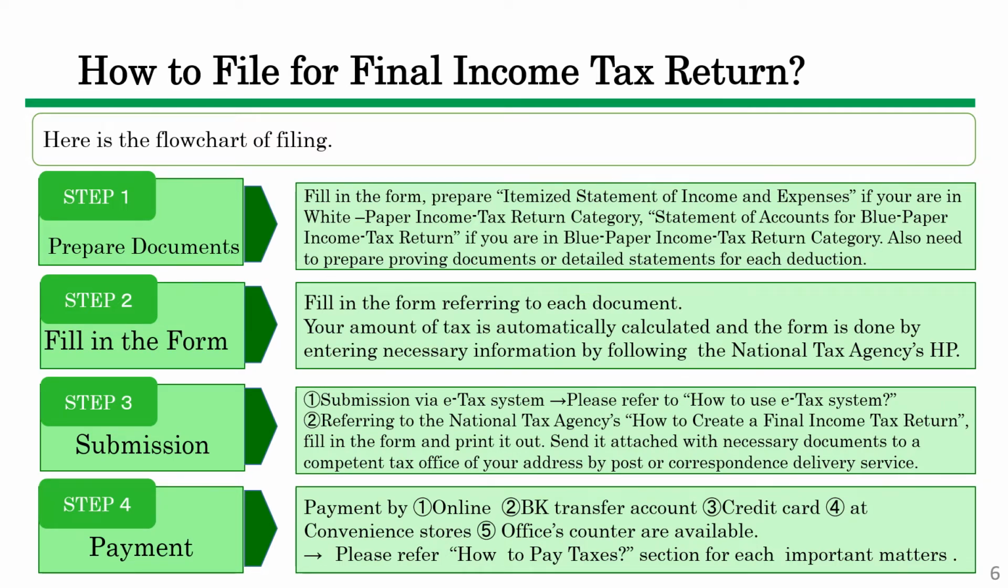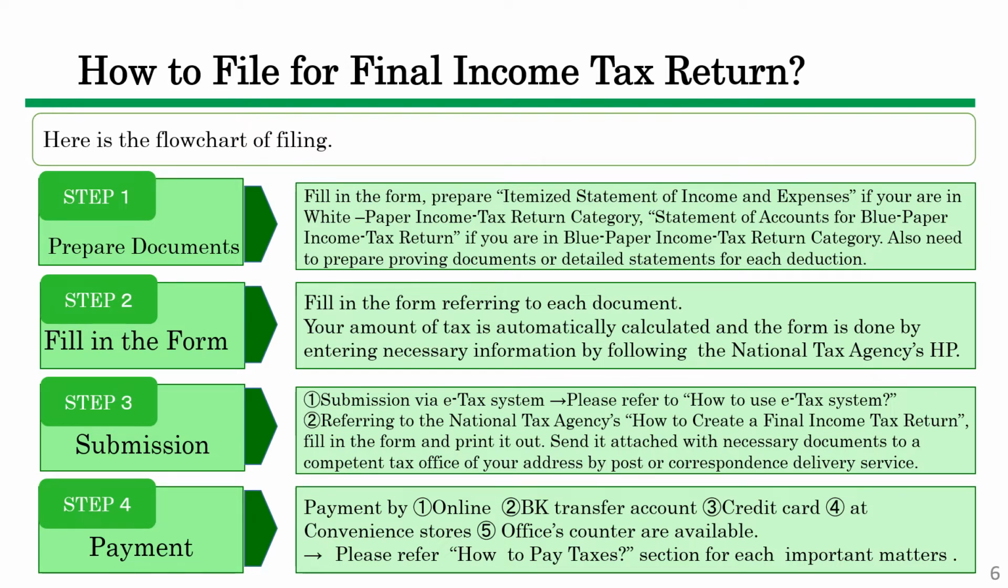Step 3 is to submit your final income tax return form to the tax office. Direct submission or submission by ETax are available. Direct submission is to send your copied form by post or bring it to the tax office. We will explain the ETax system on the next page.